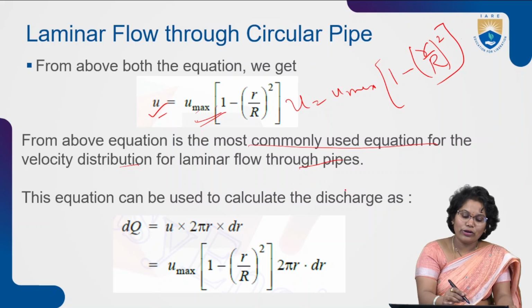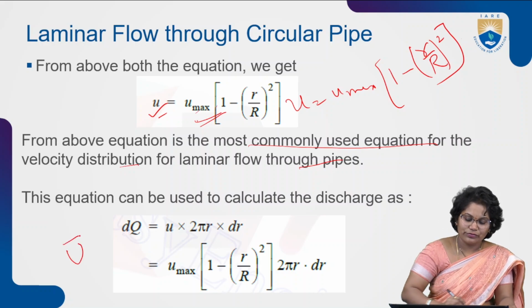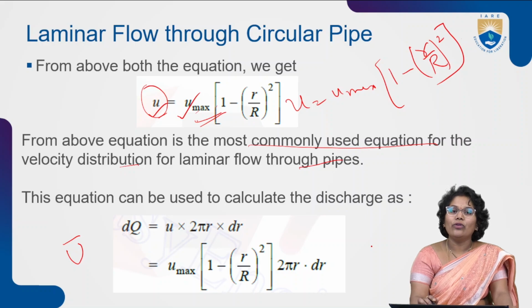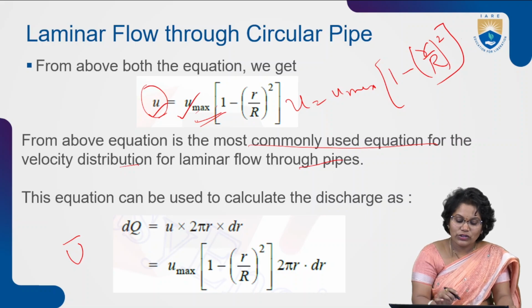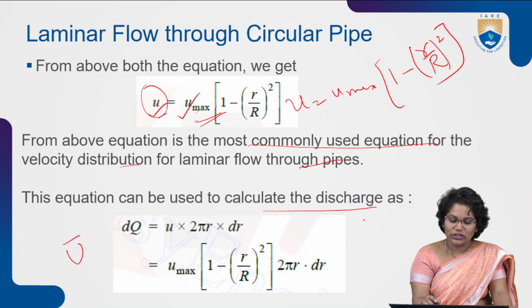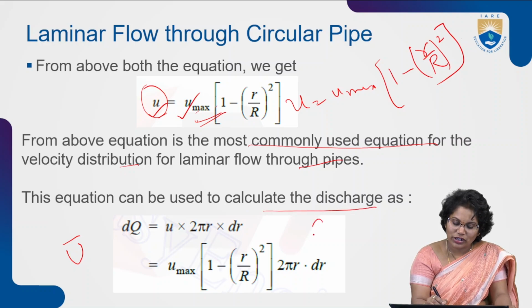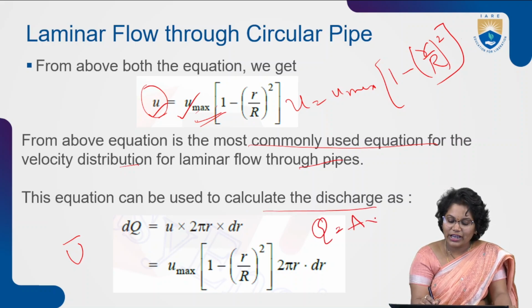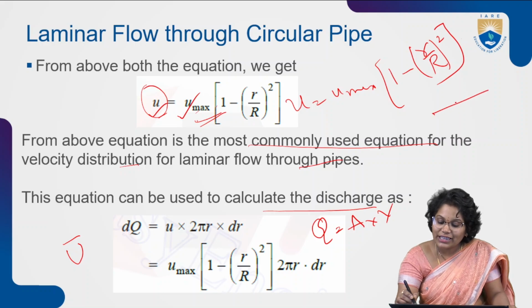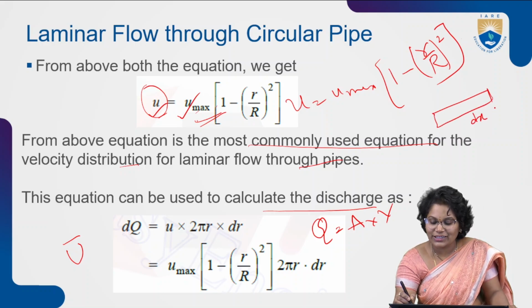Now I need to calculate U average. I have the velocity u and also U maximum, and I want the average velocity. To calculate average velocity, discharge comes into the picture. Discharge Q is equal to area into velocity. So I need a very small discharge which is moving inside the small element.